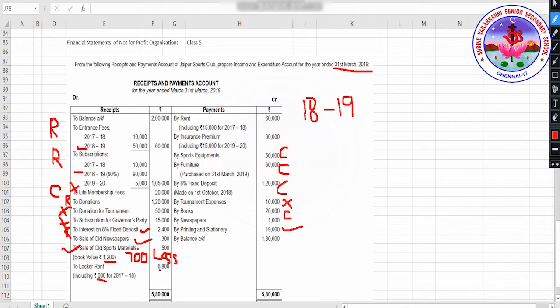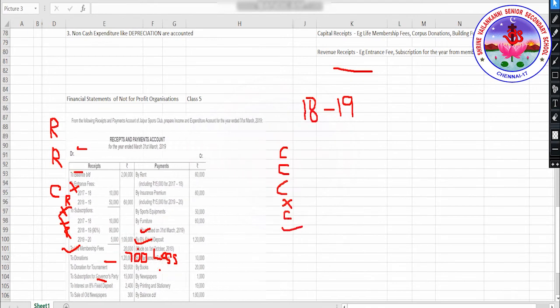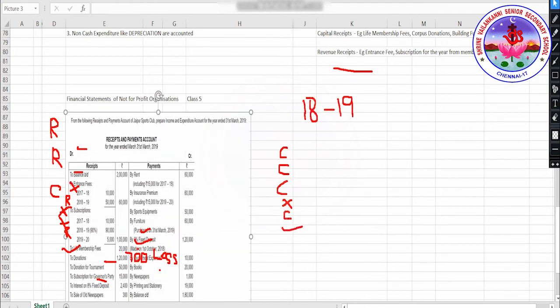Now I'll just prepare the format. I think in the next class, that is class 6, I will be preparing the account. This will be like a continuation for you. So I'm just going to prepare the format of how we are going to do this. I'm just going to minimize this so that we have sufficient space.